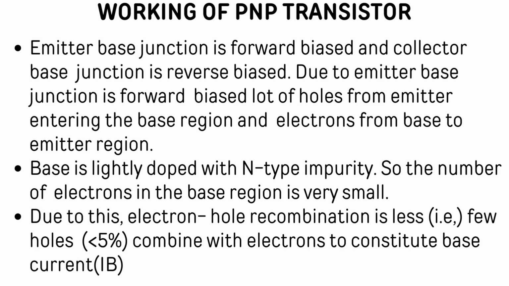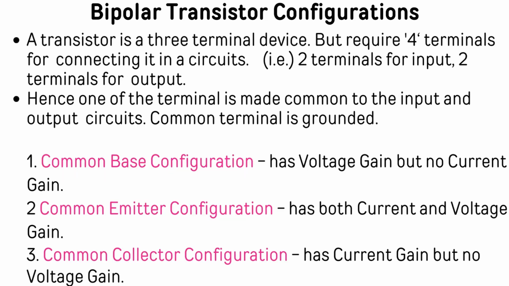Base is lightly doped with n-type impurity, so the number of electrons in the base region is very small. Due to this, electron hole recombination is less. Few holes, less than 5%, combine with electrons to constitute base current IB.